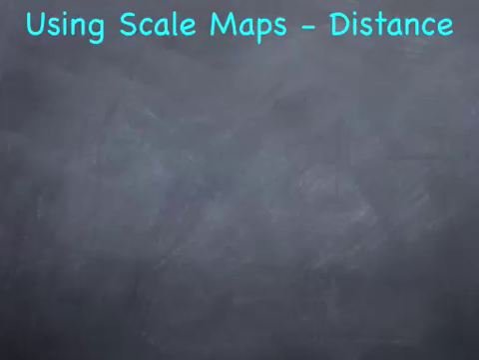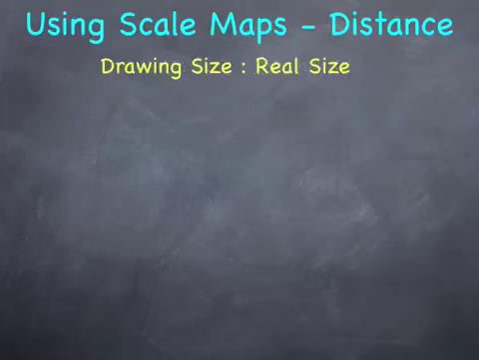In this tutorial, we're going to use scale maps to calculate the distance, perhaps between two cities or two towns. Remember, the drawing size is on the left and the real size is on the right with our scales. And we're going to use scales like this one, which have got units of measurement in them as well as the numbers. So what this one would mean is that 1 centimetre on the map is 2 metres in real life. So every centimetre is worth 2 metres.